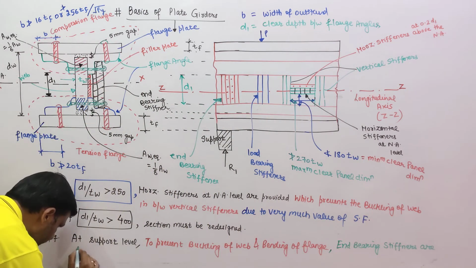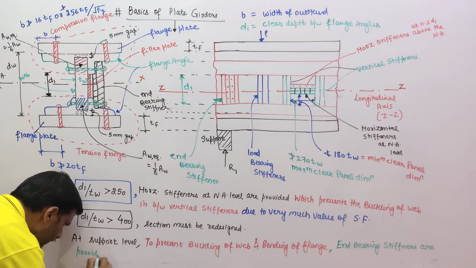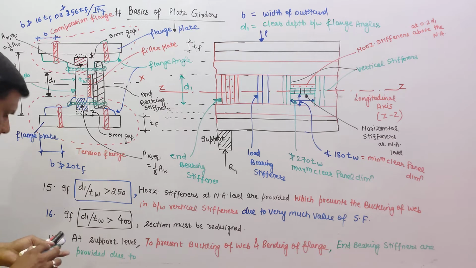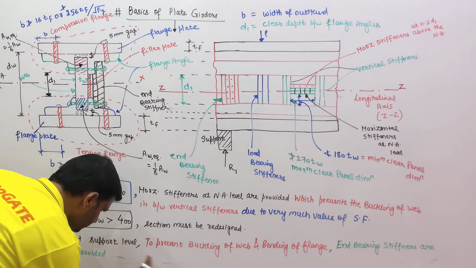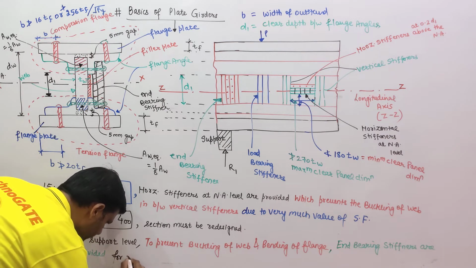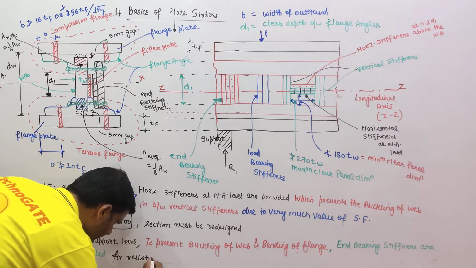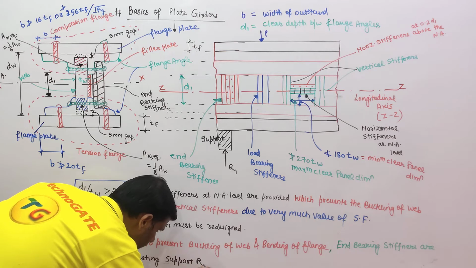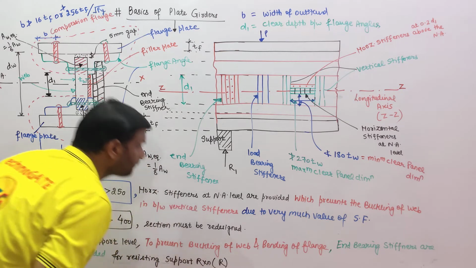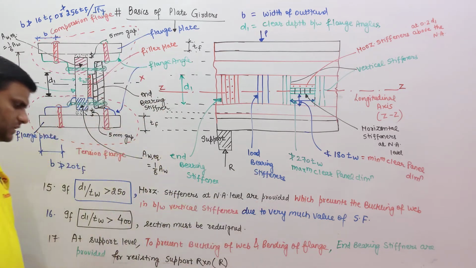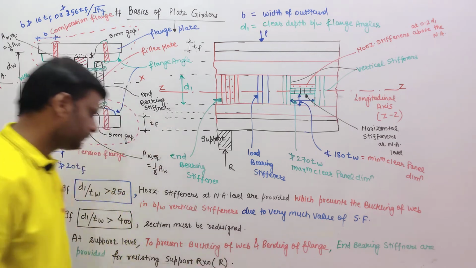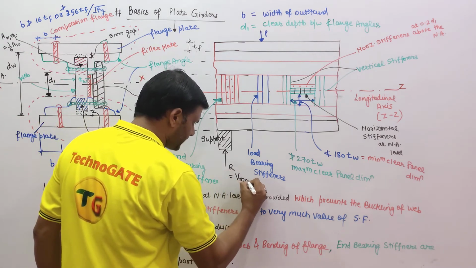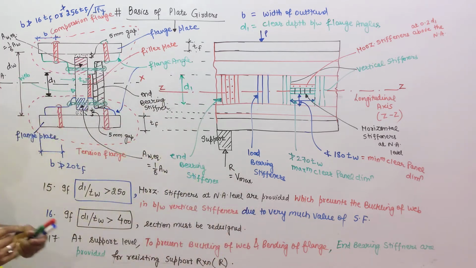Due to support reaction, for resisting the effect of support reaction R. Okay. Now what is the value of support reaction? That is equal to V, the maximum shear force.